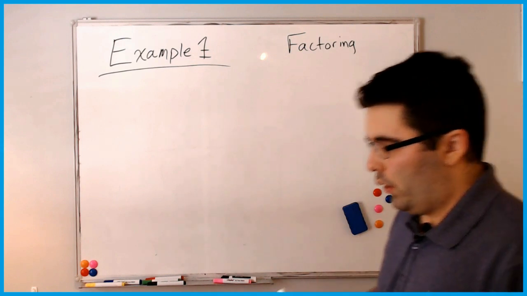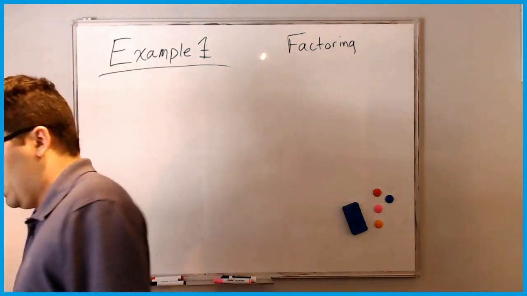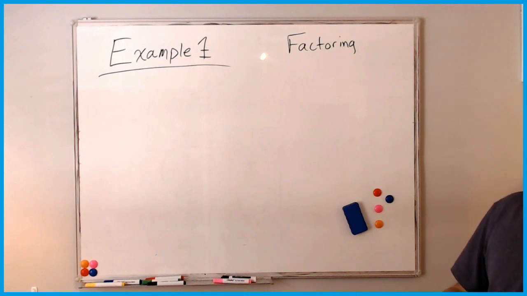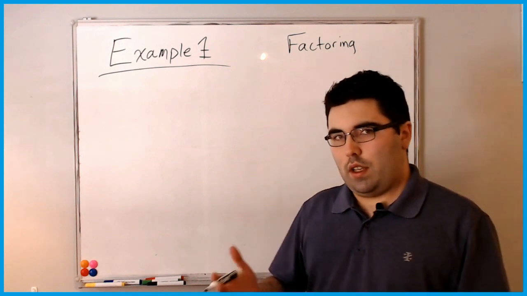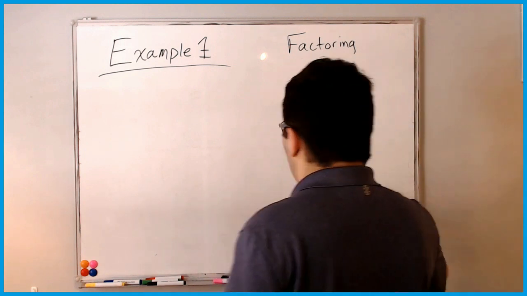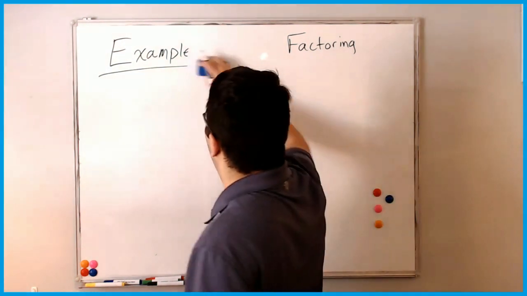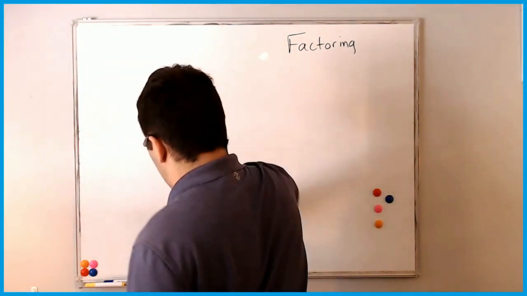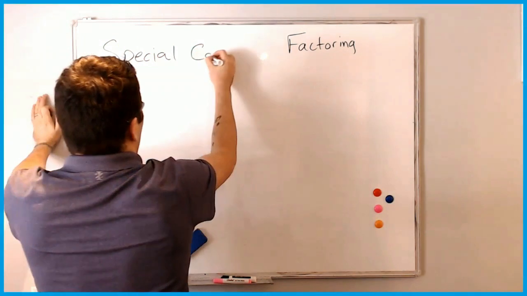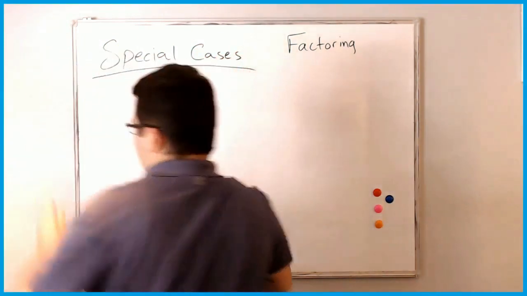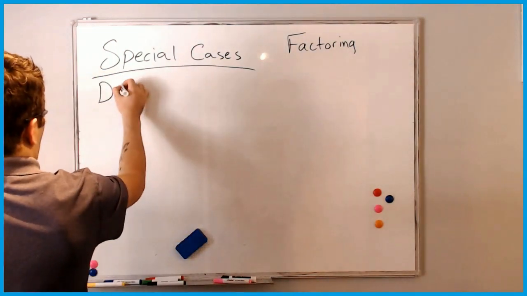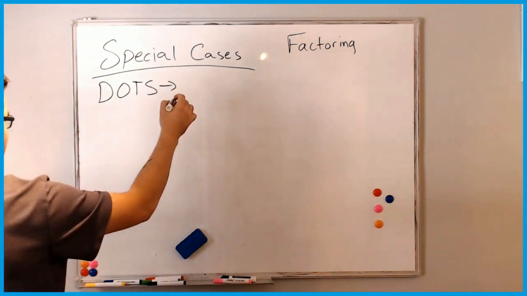With example 1 though, we're going to start with some special cases that can occur, just because it's worth knowing these 2 special cases. And honestly, I'm not even going to call it example 1. I'm literally just going to call this special cases. I'm going to let our examples actually be the deeper problems. So special case 1 is DOTS, which is a nice abbreviation for difference of two squares.